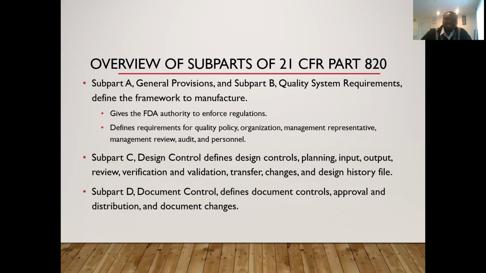Subpart C discusses design controls. So design control, that is where design quality comes in from this angle. Have you seen it? Design quality will come in here, where it defines design control, planning, inputs, outputs, review, verification and validation, transfer, changes, and design history files. That is the role of design quality engineering, as I discussed earlier on. Subpart D, document control, defines document control, approval, distribution, and document change. I will say this one can fall under design quality, or it can also fall under compliance quality.